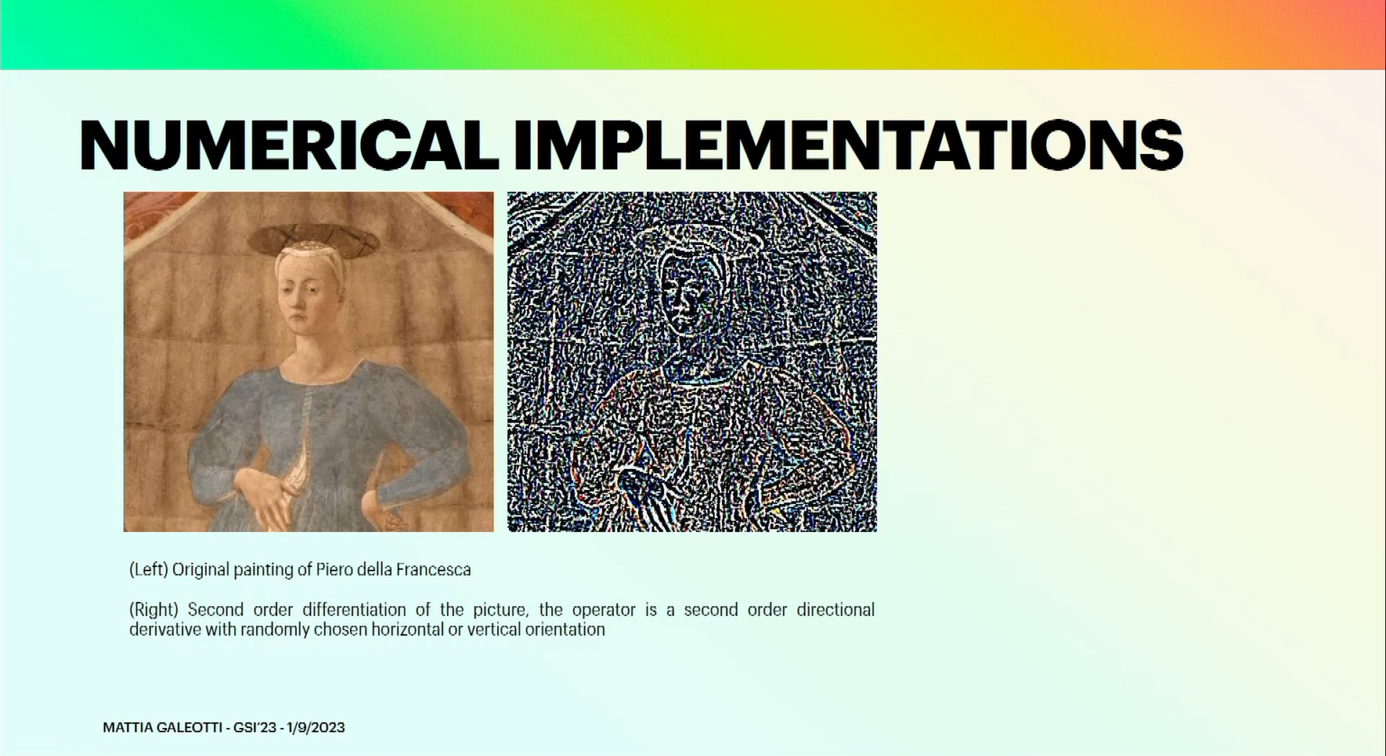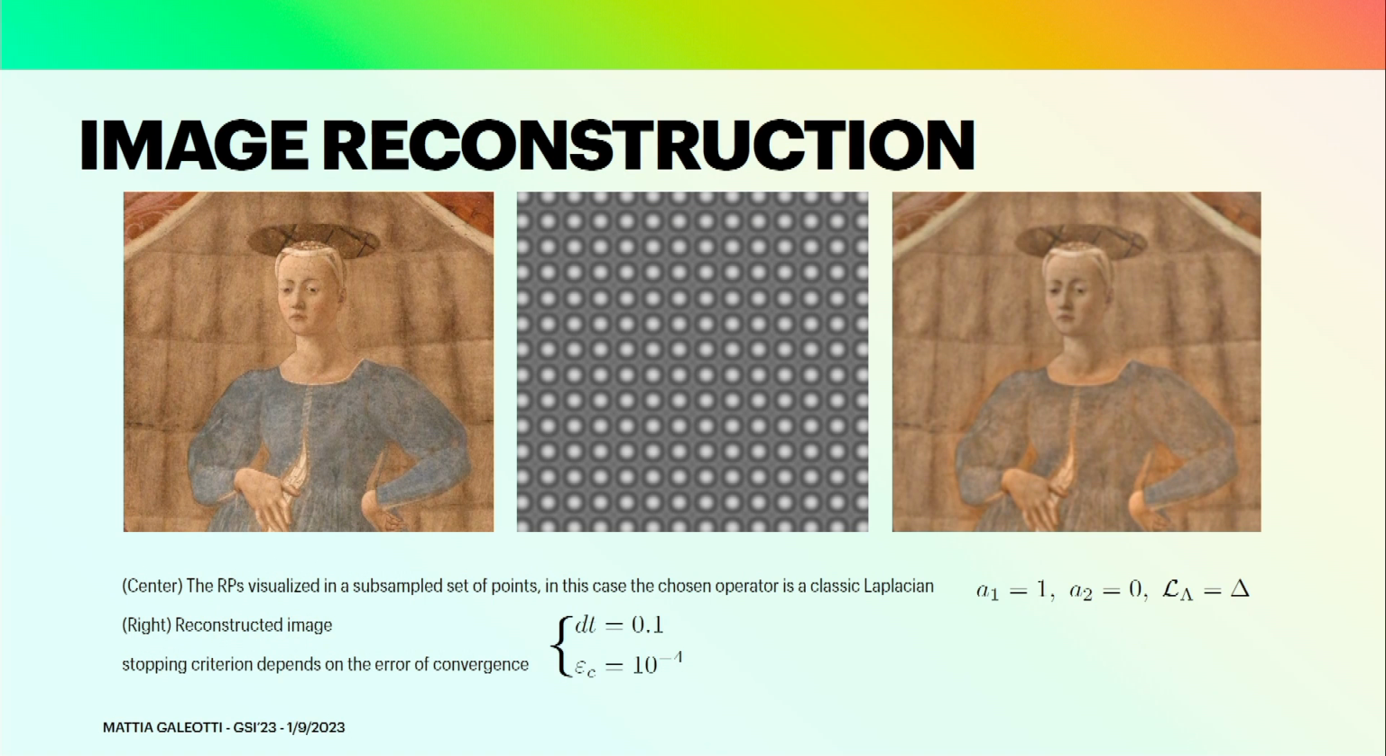So let's go on with some implementation. Here I wanted to show just a first simple action when we consider two orientations, 0 and pi half, so horizontal and vertical, just derivative of order 2, and so lambda in this case is a2 equal 1, the other two coefficients equal to 0, and theta, which can be 0 or pi half. And from now on I have some reconstruction. On the left we have a picture of a painting of Piero della Francesca. In the center we have a representation of the receptive profiles in a subsampled set of points, and on the right we have the reconstructed image.